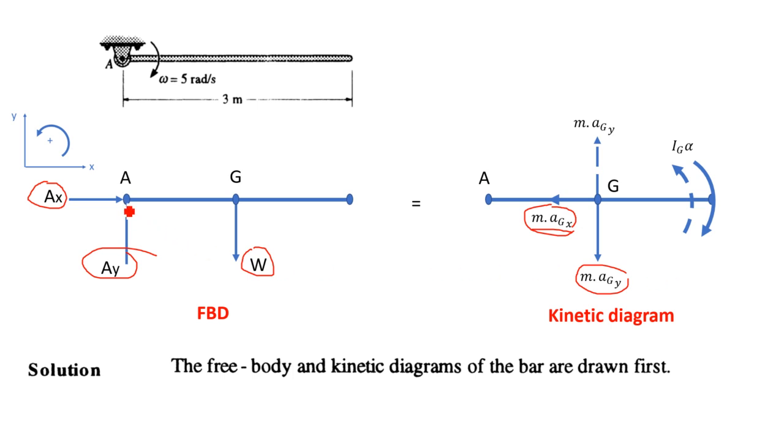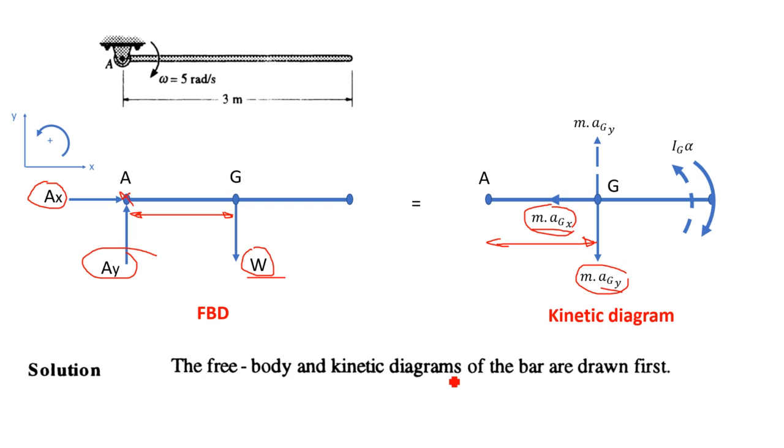Okay, and the moment around the point A is going to be equal to the mass multiplied by that distance. That's what we have in the kinetic diagram. And here it is going to be this force, the M AGY, multiplied by the same distance. So that means that the AY at the end is going to be equal to W, the mass multiplied by something like 9.8. We're going to check that together. We need to find the alpha at the end.